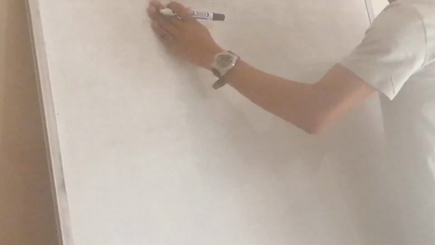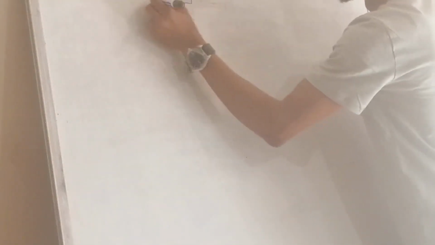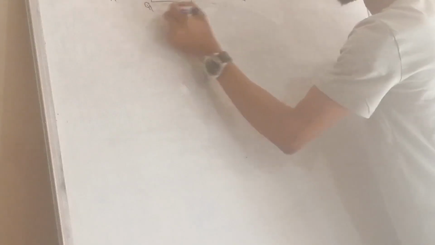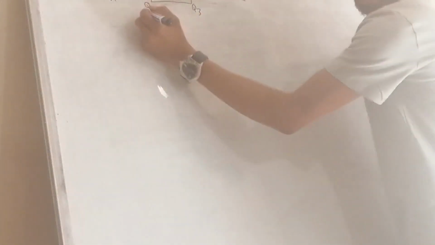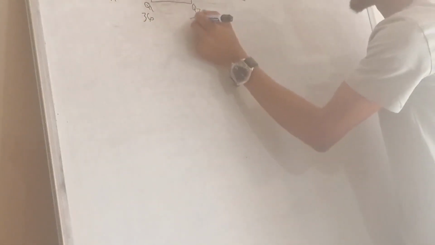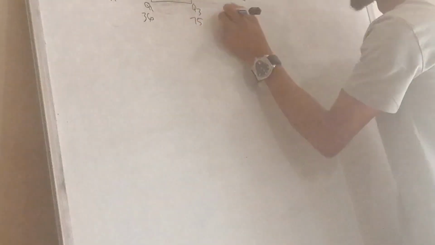For example, a box and whisker plot. We have the minimum, the maximum, Q1 and Q3. The value of Q1 is 36. The value of Q3 is 75. The value of Q2 is 54.